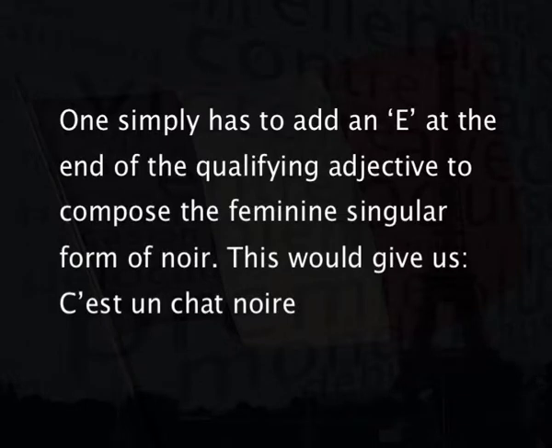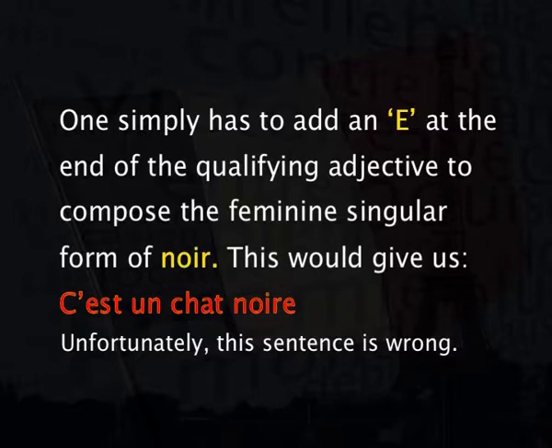If we go by the same rule as above, one simply has to add an E at the end of the qualifying adjective to compose the feminine singular form of noir. This would give us c'est un chat noire. Unfortunately, this sentence is wrong.